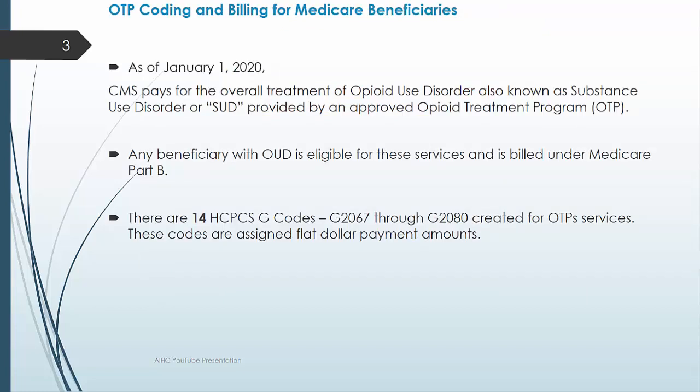Any beneficiary with a diagnosis of opioid use disorder is eligible for these services. This is billed under Medicare Part B. There are a whopping 14 HCPCS G codes created for OTP services. These codes are assigned a flat dollar amount. These codes go from G2067 to G2080.